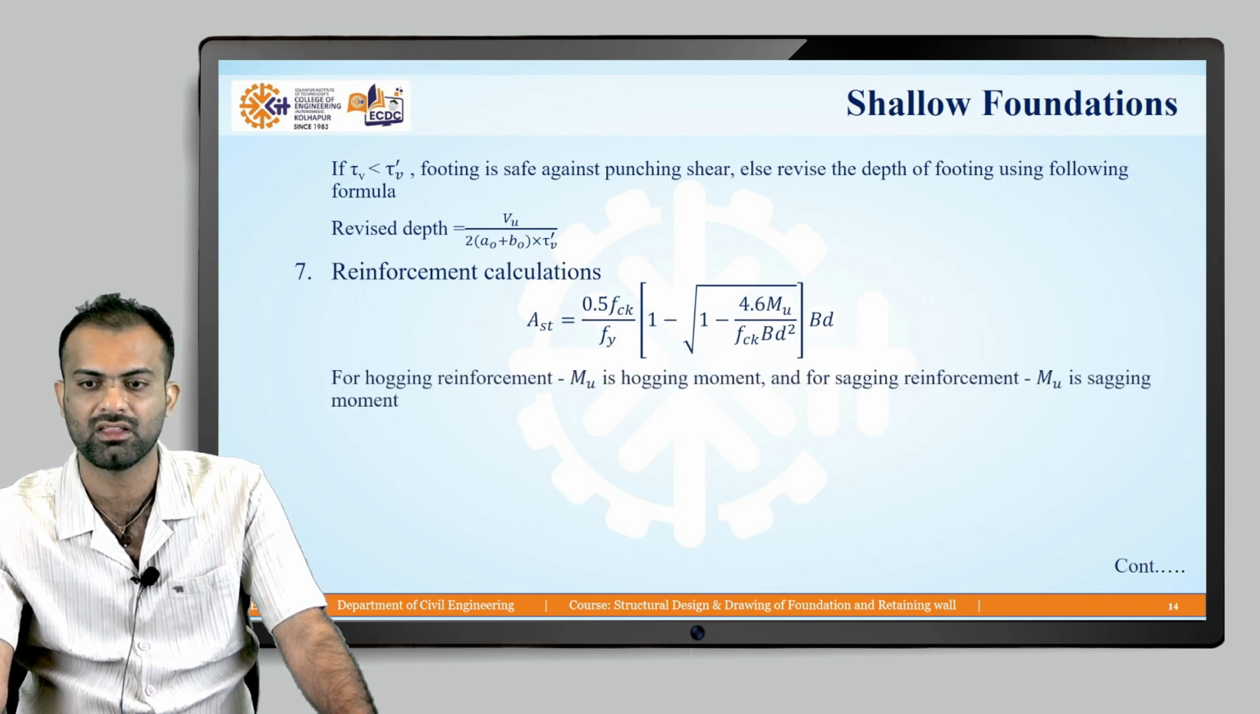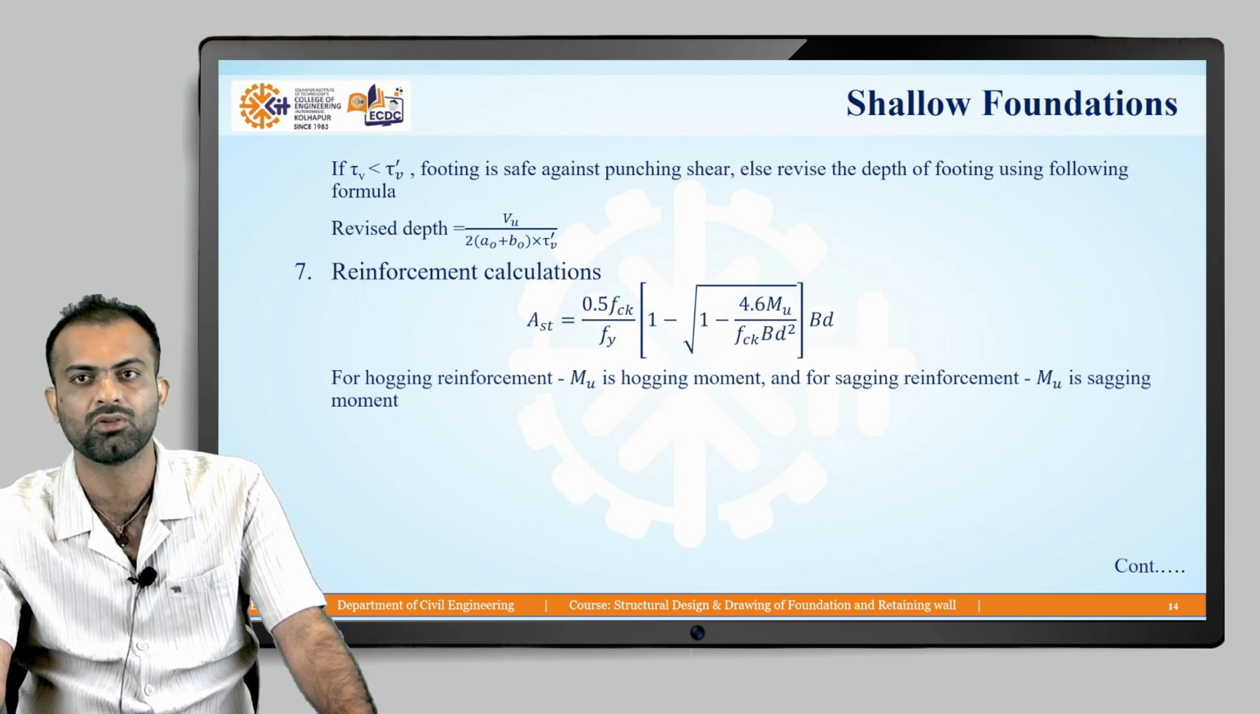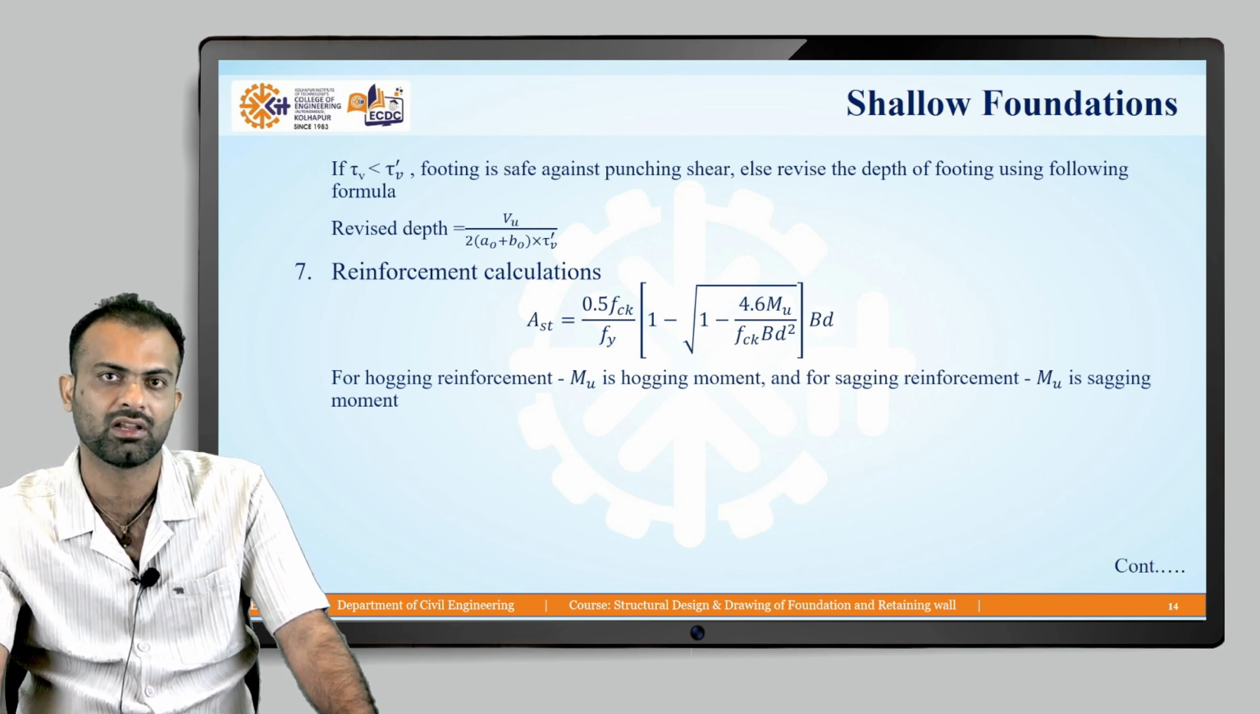After calculating the reinforcement, we have to do particular checks, that is the one way shear check, and then we need to calculate the transverse reinforcement. That we are going to see in the next session. Thank you.